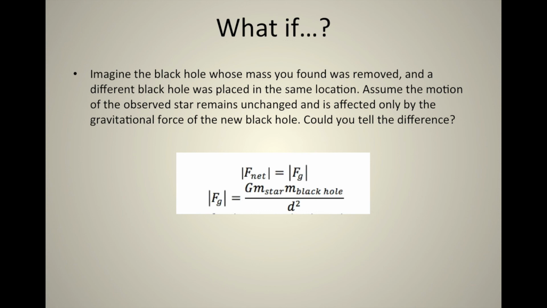Since the motion of the star remains unchanged completely, we can assume that the net forces acting upon the star are the same as well. Since the net forces are equal to the gravitational force being done on the star by the black hole, and the mass of the star and the distance between the two objects remain unchanged, we can assume, by use of the gravitational force equation, that the mass of the black hole remains unchanged as well. So, yes, you can find the new mass of the black hole.